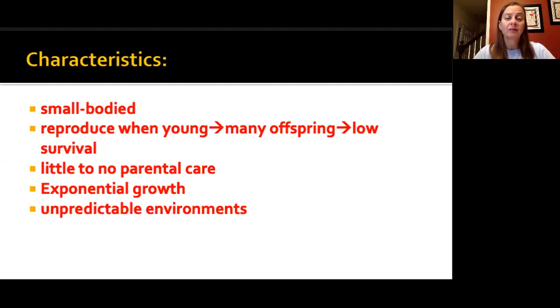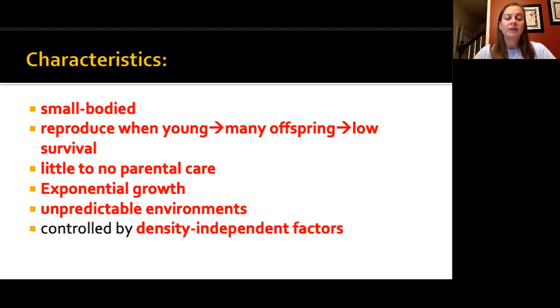They thrive in unpredictable environments, and they are controlled by density independent factors, meaning that it's not about how many of them are there, but it tends to be more broader conditions that control their size. And later on, we're going to talk about survivorship curves. So generally speaking, most R selected species exhibit a type 3 survivorship curve.